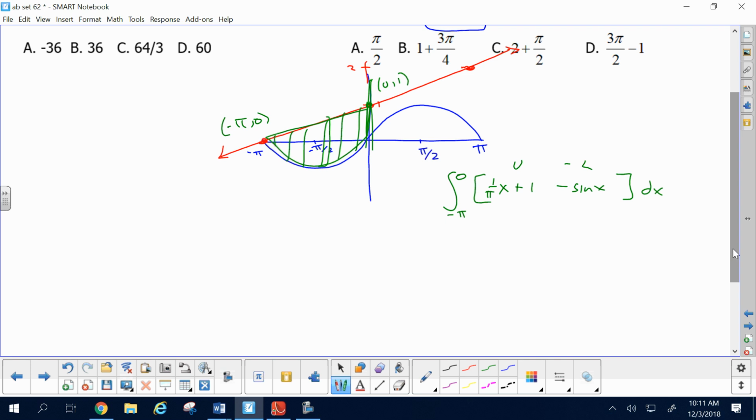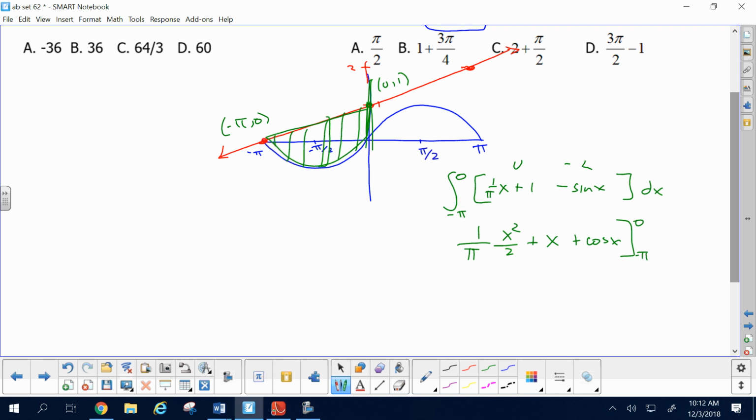What's the antiderivative of 1 over pi x? Forget the 1 over pi, it's a constant, so leave it alone. What's the antiderivative of x? X squared over 2, yeah? What's the antiderivative of 1? 1x. And what's the antiderivative of negative sine x? Cosine x. From negative pi to 0.